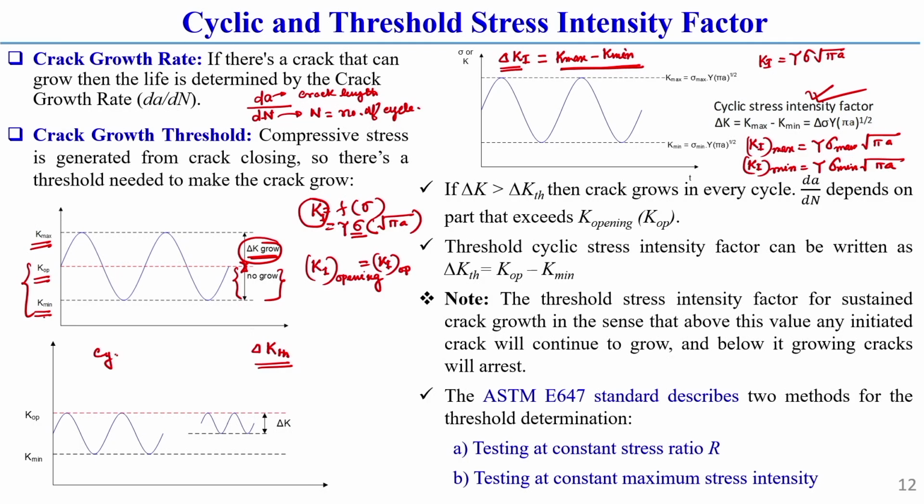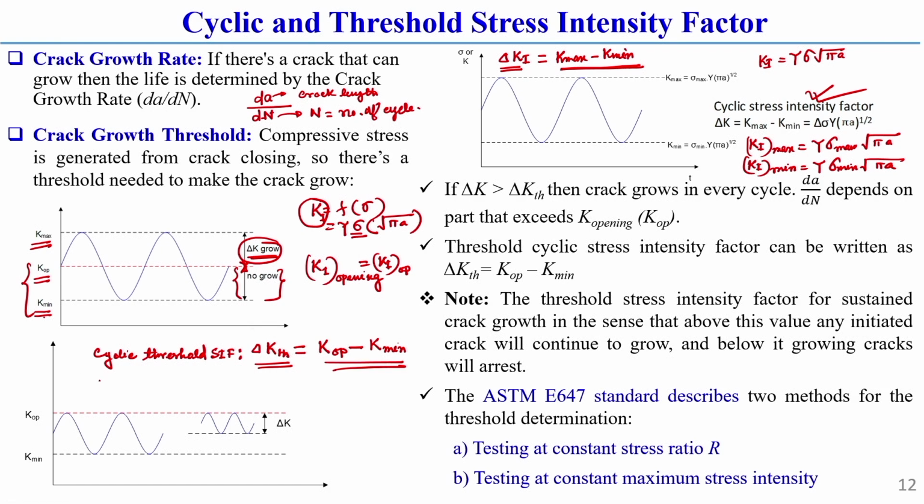This cyclic threshold stress intensity factor, I am writing SIF, which can be represented as delta K_TH. In this case, no growth of crack takes place till the cyclic stress intensity factor range, that can be represented as K opening minus K min. This way you can represent.